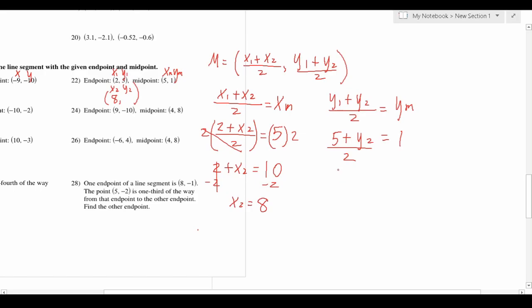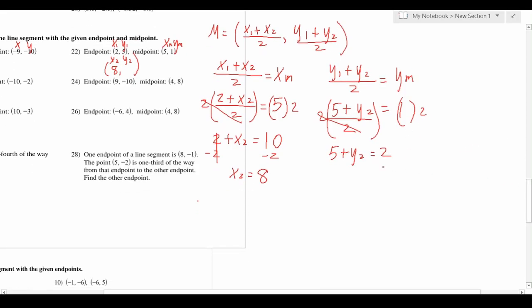So to start, we're going to clear 2 from the denominator by multiplying both sides by 2. That clears it, of course. That leaves us with 5 plus y2 equals 1 times 2, which is 2. To get y2 by itself, we can subtract 5 from both sides. That crosses out and leaves us with y2 equals 2 minus 5, which is negative 3.